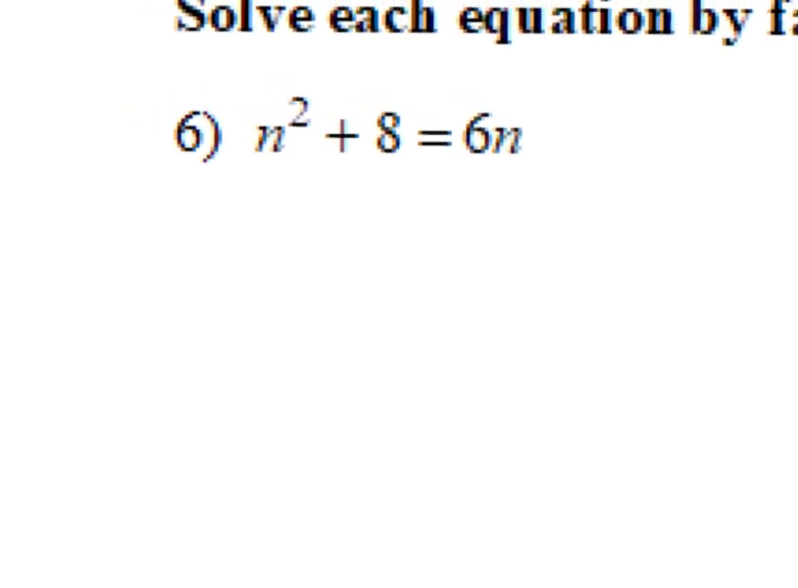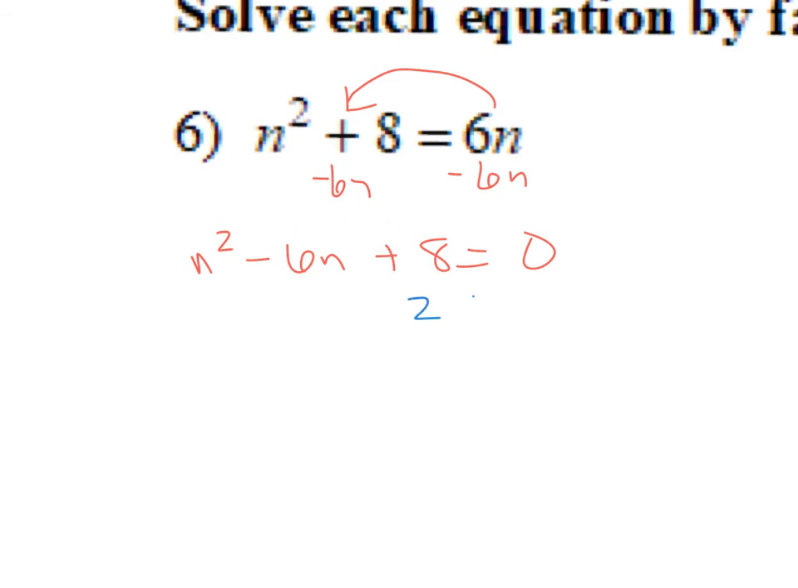So we're still going to go ahead and set equal to 0. So I'm going to bring that 6 in right over here. I'm going to subtract it off and stick it there in the middle. So I've got n squared minus 6n plus 8 equals 0. Now I'm looking for factors of 8 that get us -6.